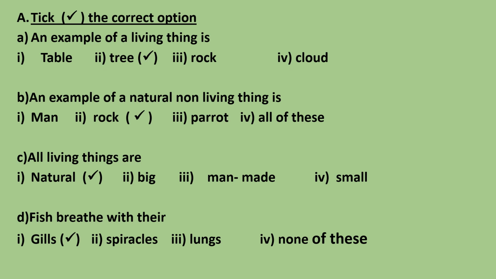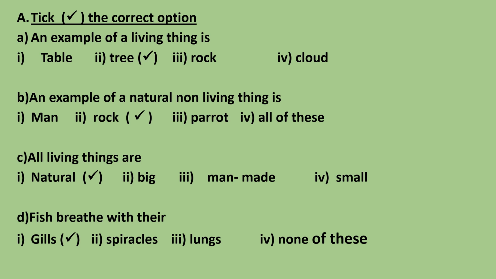The first question is: an example of a living thing is table, tree, rock or cloud. Children, first of all, what is a living thing? A living thing is one which needs food, which grows, which feels, which breathes and which reproduces.